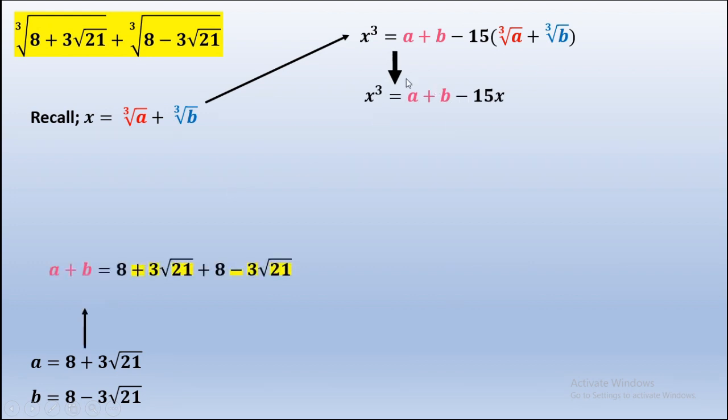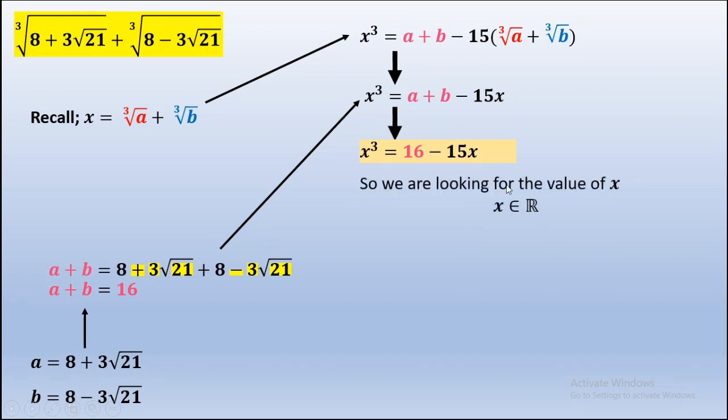Now the question is, what is the value of a plus b? So a plus b value can be calculated from this part. So a plus b is equal to 8 plus 3 root 21 plus 8 minus 3 root 21. This plus and minus terms will get cancelled and a plus b will be equal to 16. This we will put over here. So x cube is equal to 16 minus 15x.